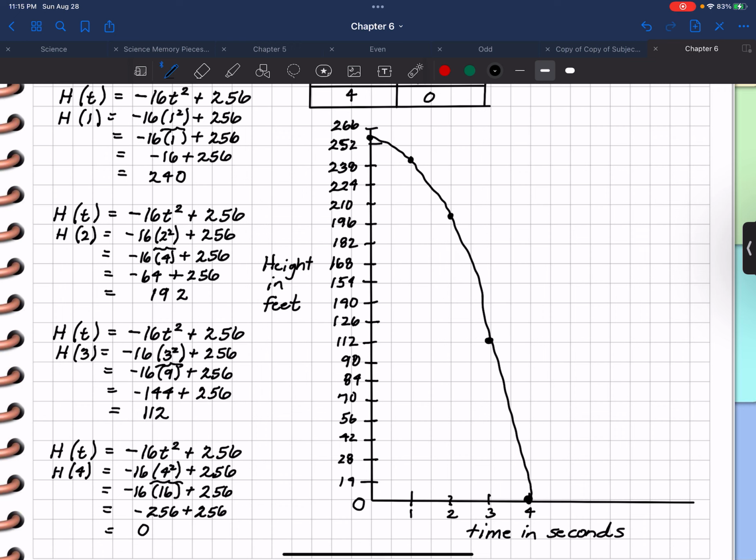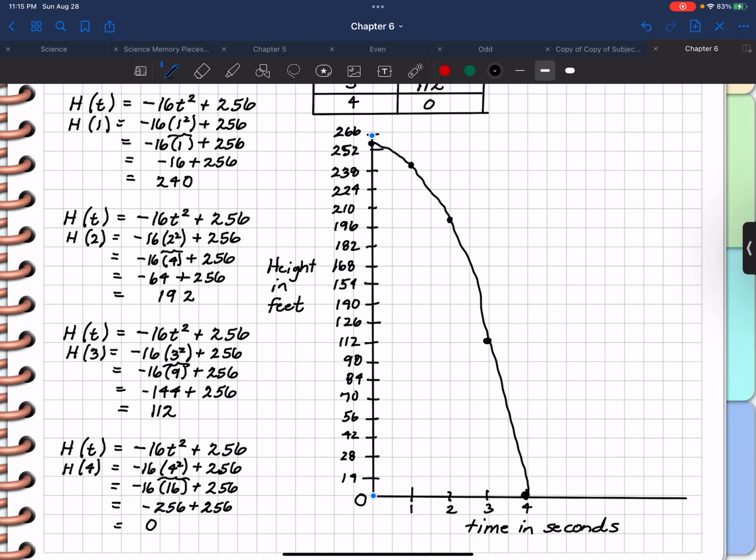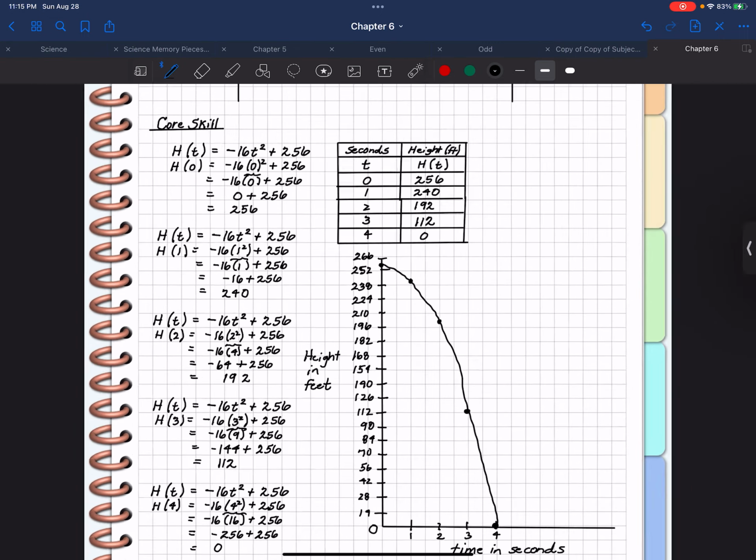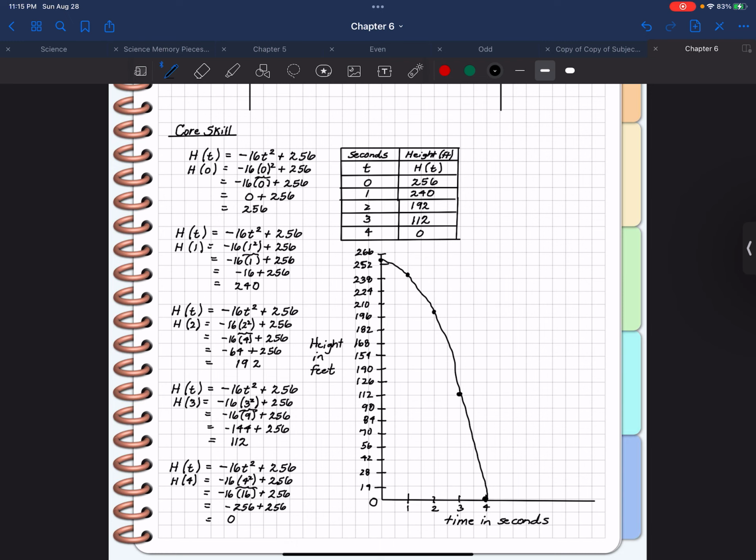Okay. So this graph, the slope is negative. It's falling. And it is representing the altitude at each second. And that is a tough problem. It's just a lot of work. But we have finished page 188.